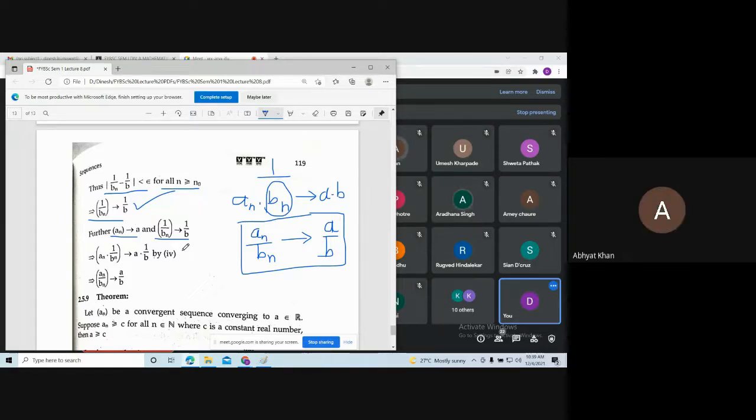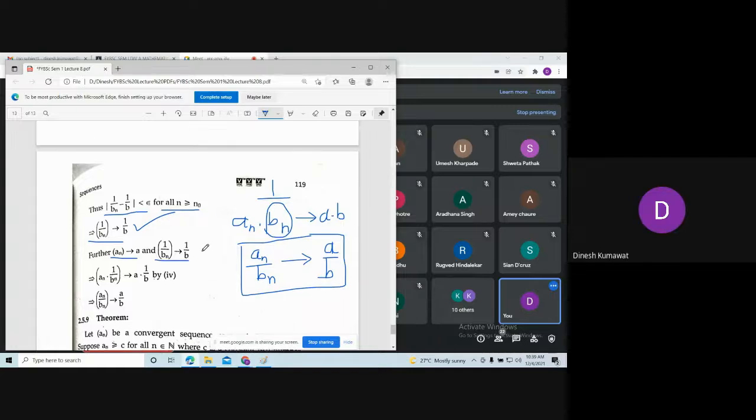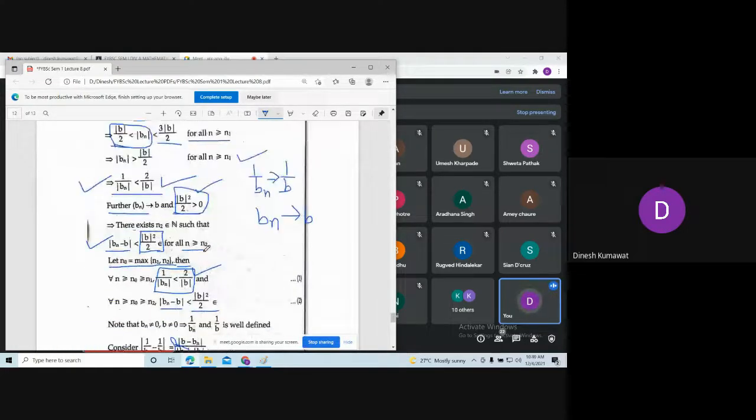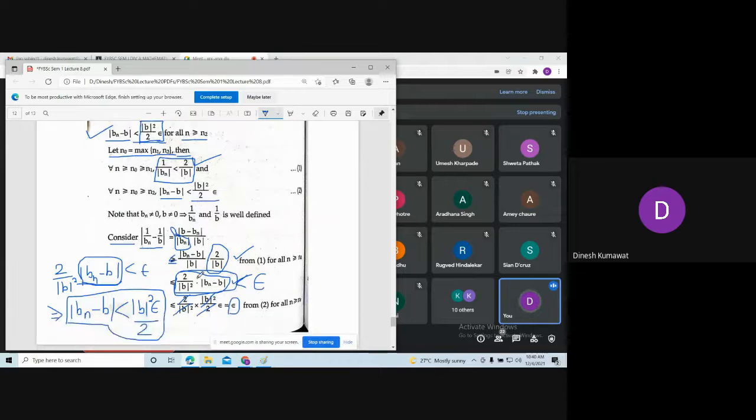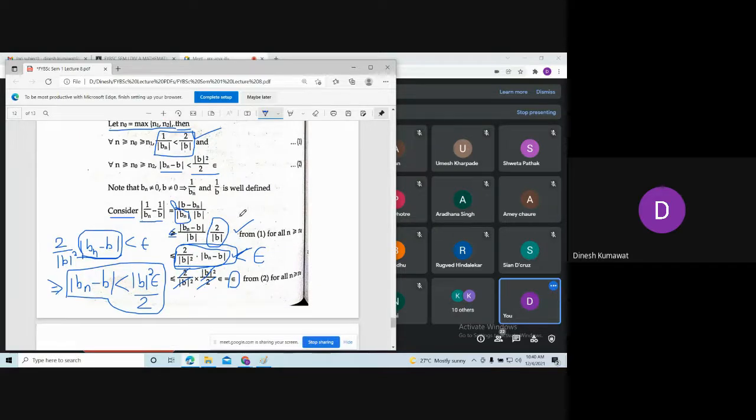Yes, sir. So remember, when you don't know what epsilon you have to select, you keep that space blank for that moment and you proceed further, so that at the end you will be able to conclude which epsilon you are going to pick. This is the idea. I hope it is clear now. Yes, sir.